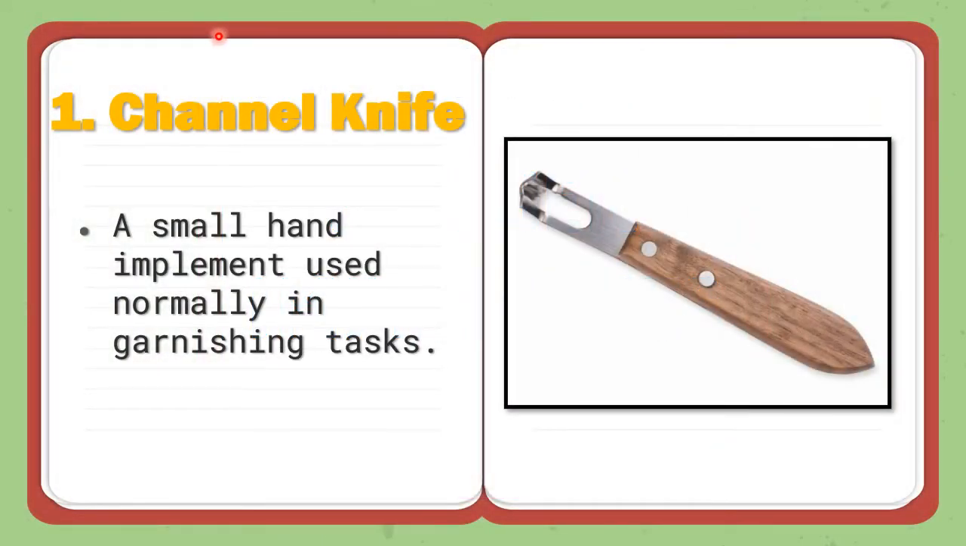Okay, so let's move on to the kitchen implements used in egg assembling. Okay, first we have channel knife. As you can see, class, this is an example of a channel knife. It is a small hand implement used normally in garnishing tasks. So, pag magdi-design kayo, class, ng mga egg dishes nyo or any garnishes na pwede nyo ilagay to make it decorative, ito ang isang tool na pwede nating gamitin.